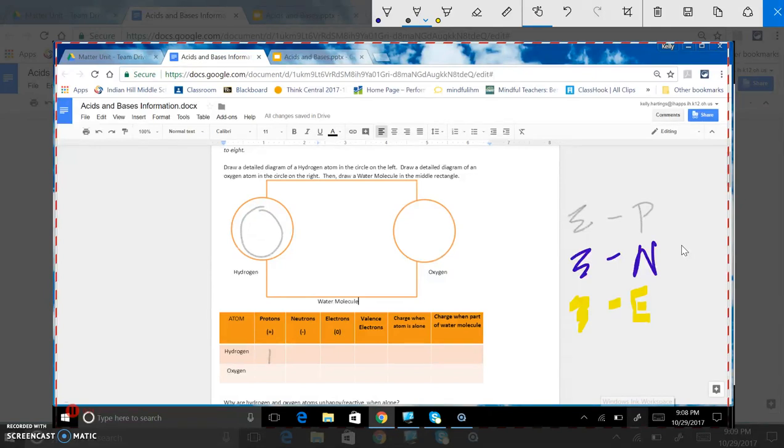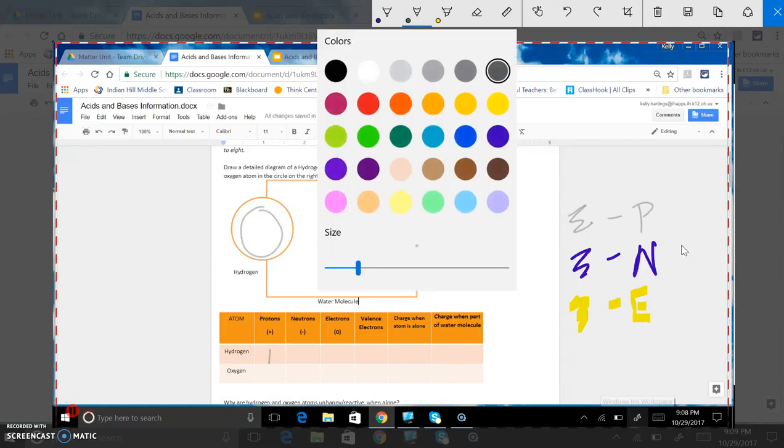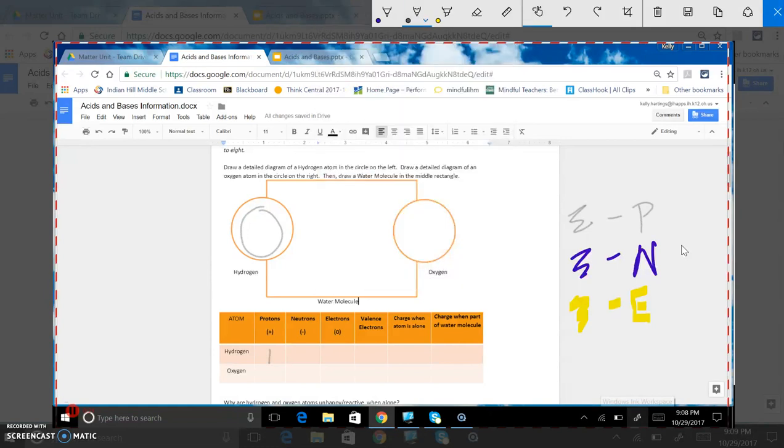I'm going to go ahead and draw 1 plus sign there. It's not really a plus sign. Let's go back and fix that. All right, so instead I'm going to say P equals 1. All right.